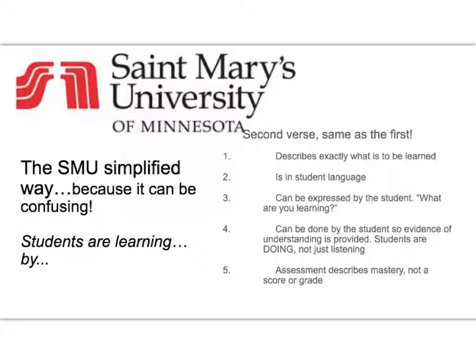In some classes you might hear, students will be able to blank by blank. Sometimes one form or the other can fit a specific subject or content area a little better, but the idea is the same. Why do we want to do this? The list on the right, which you've already seen, reminds us why this is important.